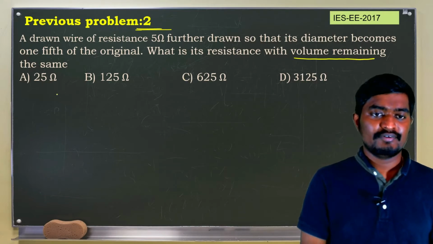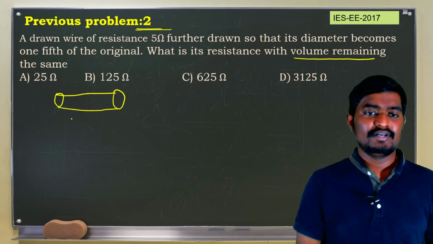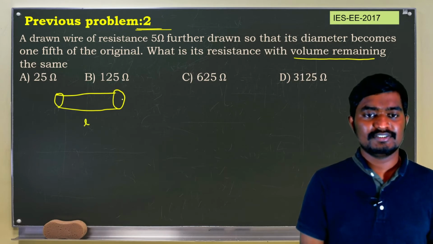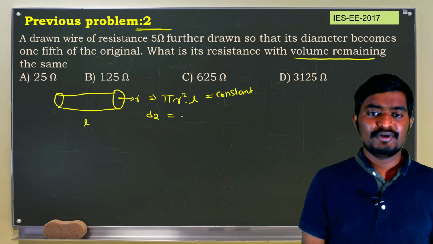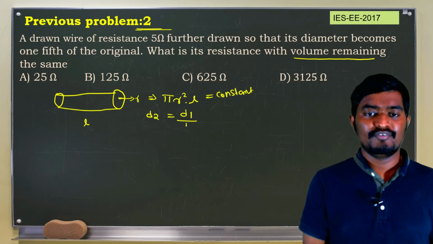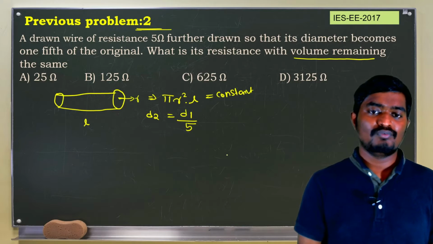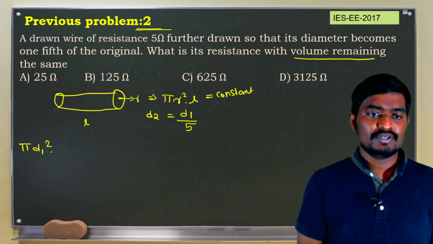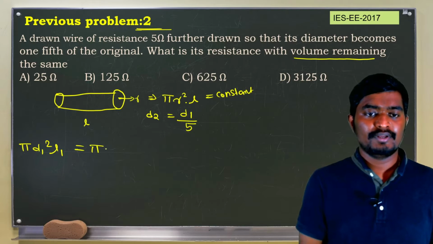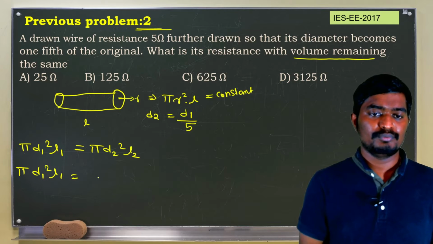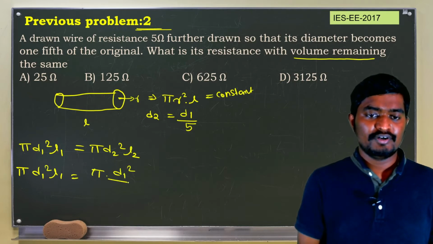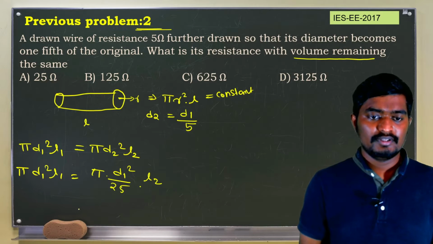So let us consider a wire. It is in cylindrical shape and its length is L and its radius is R. Then the volume of the cylinder is pi R square into L. It should be constant. Diameter D2 equal to D1 divided by 5. Now substitute in the volume formula: pi D1 square L1 equal to pi D2 square L2. Pi D1 square L1 equal to pi D1 square divided by 25 into L2. Then we will get L2 equal to 25 L1.